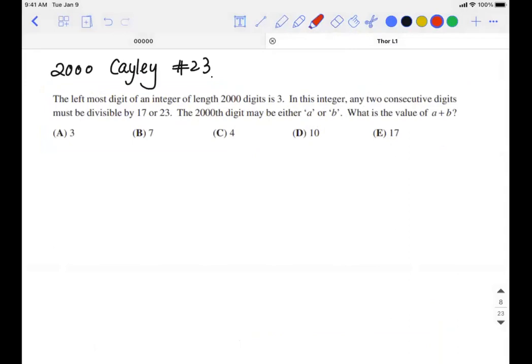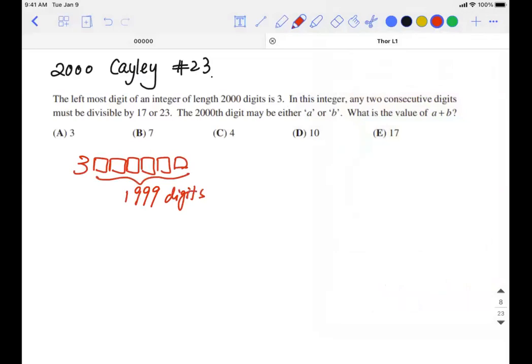So the problem says the leftmost digit, like the highest one, of an integer of length 2000 digits is 3. Oh my God, you have a crazy number, 3, and then you have 2000 digits. So here you have 1999 more digits, right? You have a huge number, and the leftmost digit is 3. The total is 2000 digits.